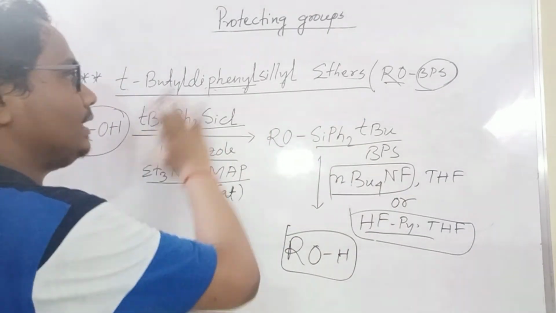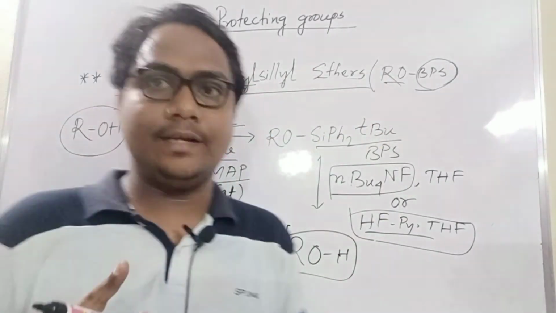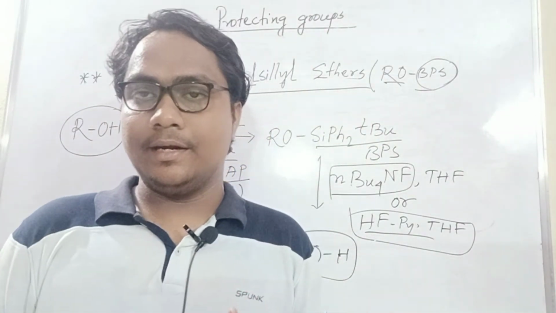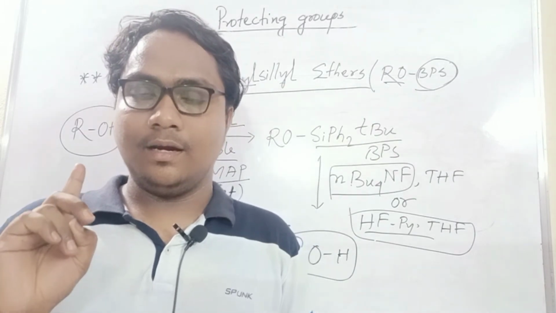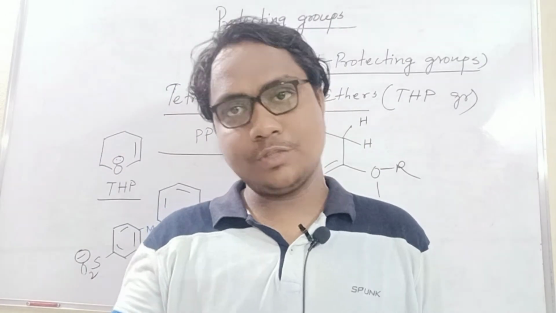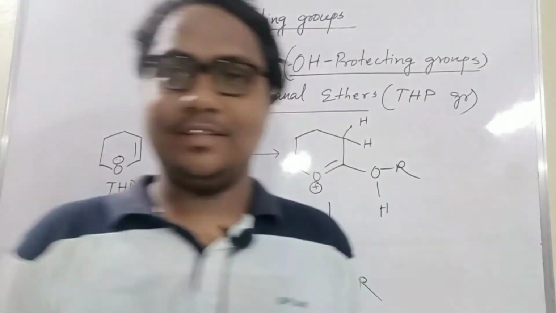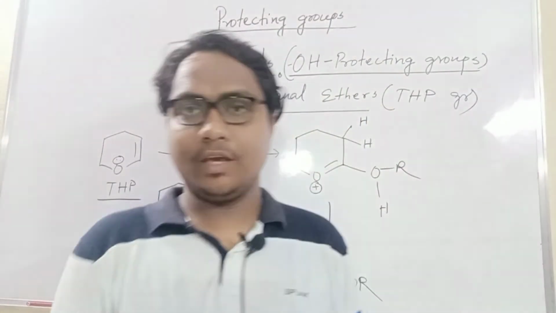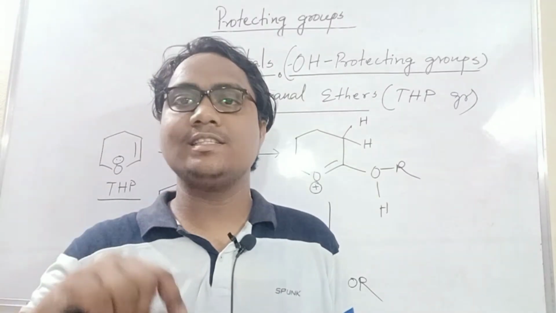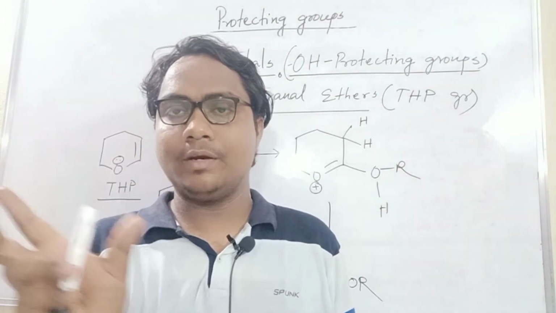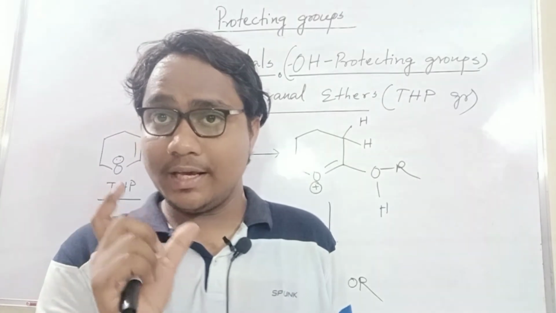So you would remember this is a different kind. This is TMS, TBDMS, then this TBDPS. Now I will introduce another OH protecting group. This is called acetals. If you make the OH group an acetal, it means there is one carbon in between and two oxygen groups. It is called an acetal.